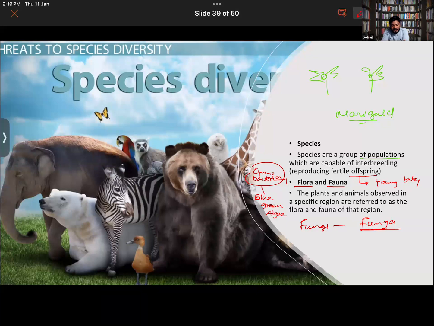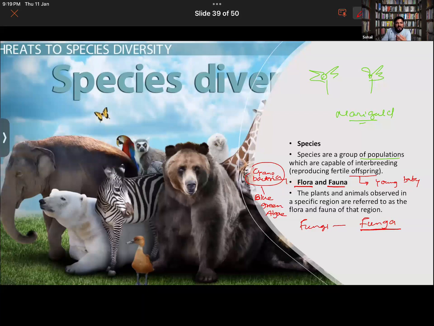You were told in the last chapter. And there will be certain algae that can fix the nitrogen from the atmosphere into the soil and thereby help the plant to get dissolved nitrogen from the soil. One such example is the blue green algae, also called cyanobacteria. Rhizobium is also there, very good. So those will be counted in the category of flora.